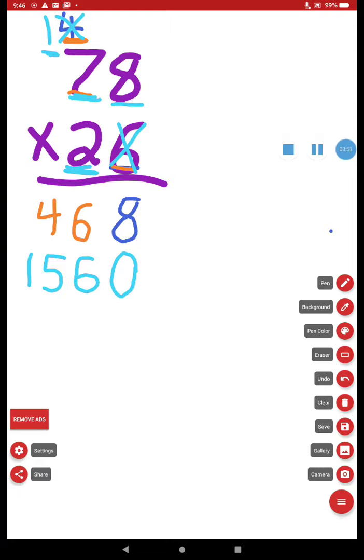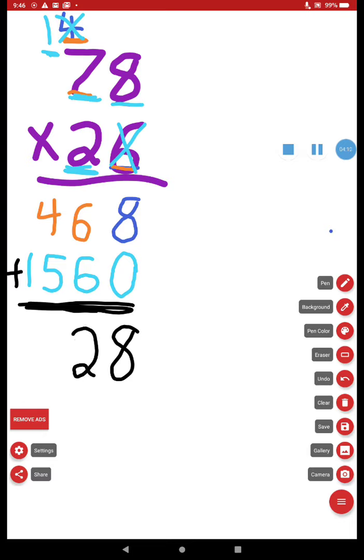Now here's the problem. I noticed quite a few of us were saying that this is my answer, but that's not my answer. I need to add these two numbers together. So 8 plus 0 is 8. 6 plus 6 is 12. Carry the 1. 1 plus 4 is 5. 5 plus 5 is 10. Carry the 1. 1 plus 1 is 2. So I have 2,028. 2,028 is my answer.